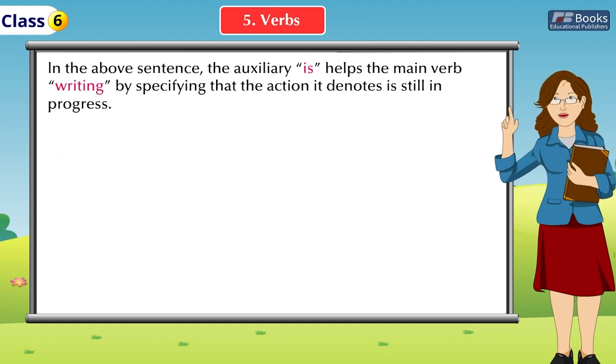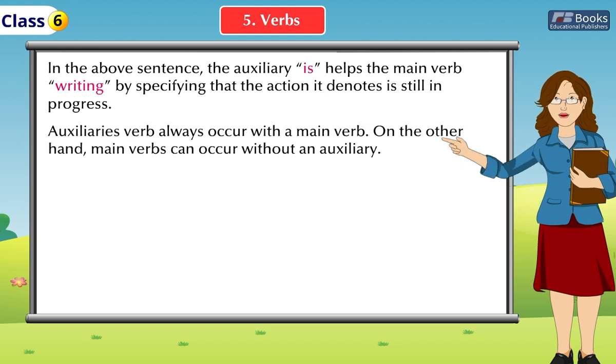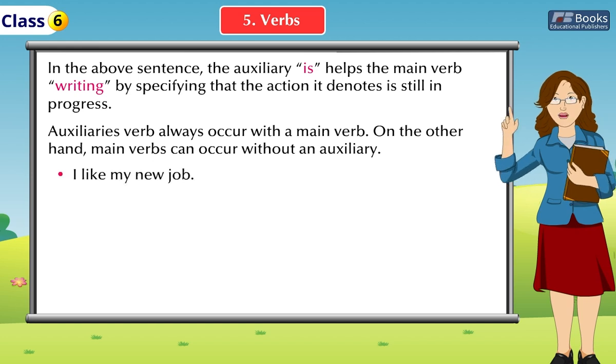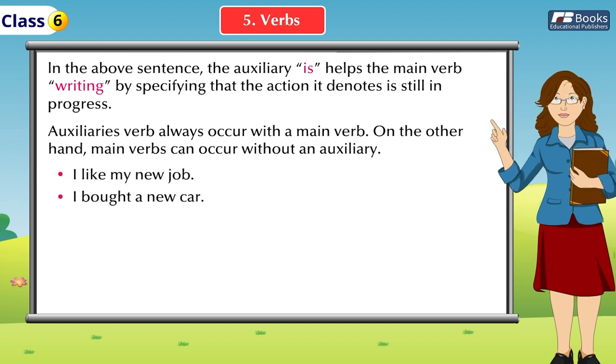In the above sentence, the auxiliary "is" helps the main verb "writing" by specifying that the action it denotes is still in progress. Auxiliary verbs always occur with the main verb. On the other hand, main verbs can occur without an auxiliary. I like my new job. I bought a new car. She sings like a bird.